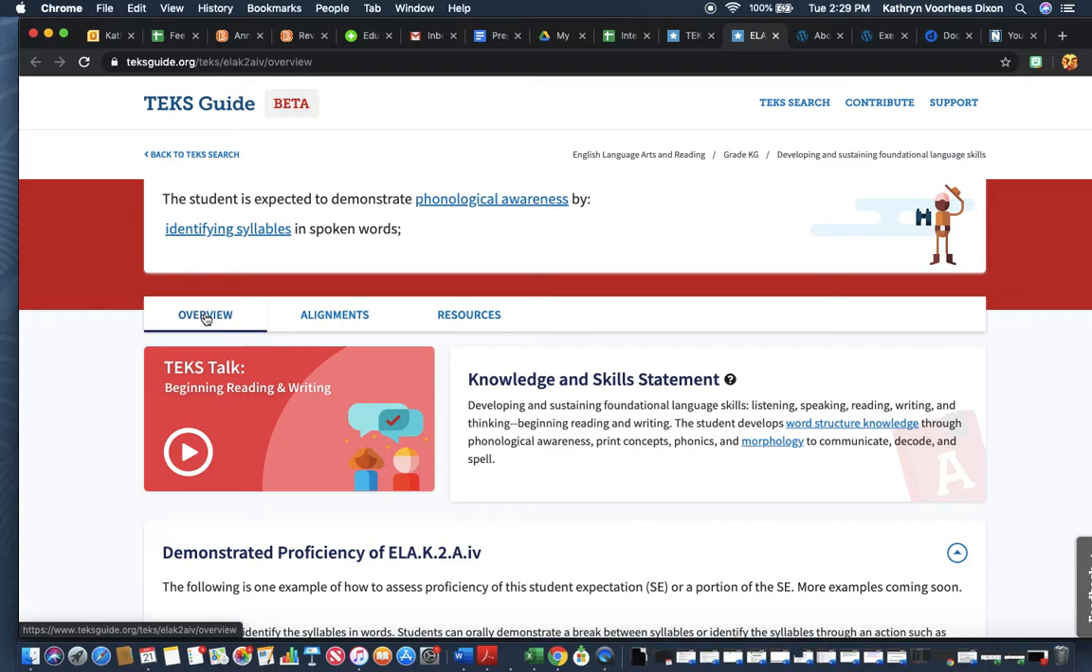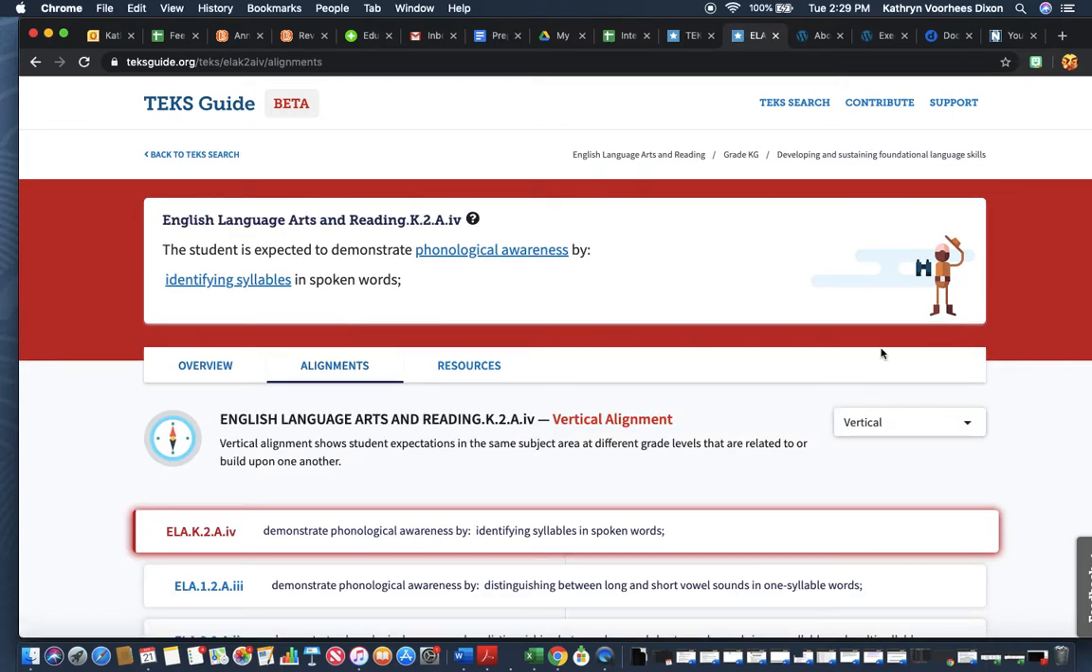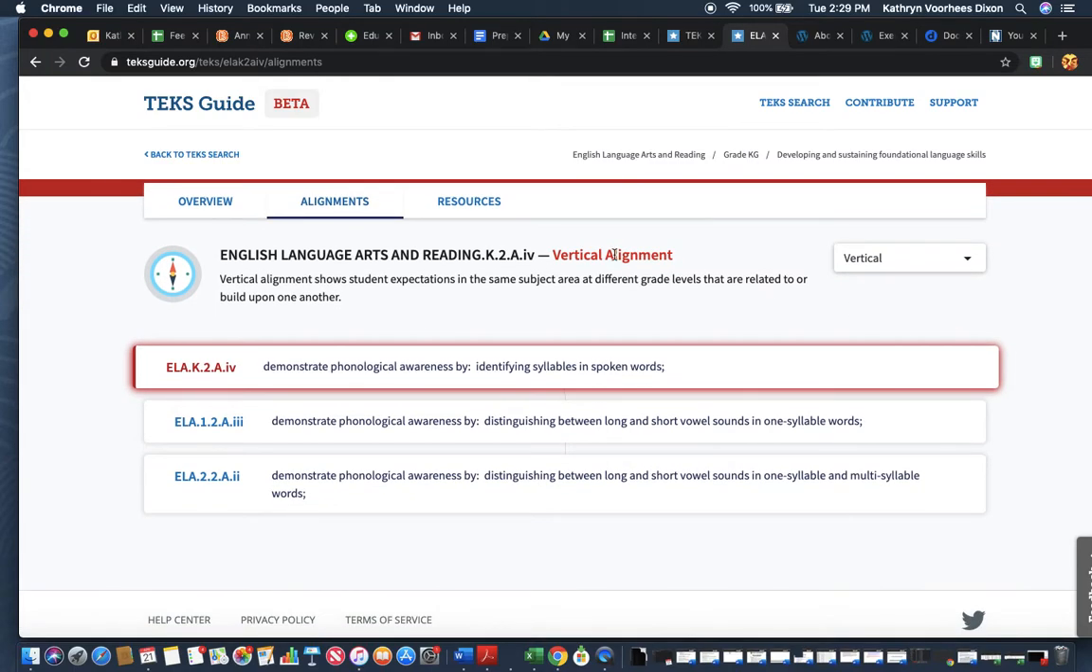So then what I would like for you to try to do is go into the alignments tab, because this is going to show you that vertical alignment, meaning what it looks like from one grade level to the next on the same topic. So we'll see right here, this is the one that we selected, demonstrate phonological awareness by identifying syllables in spoken words.